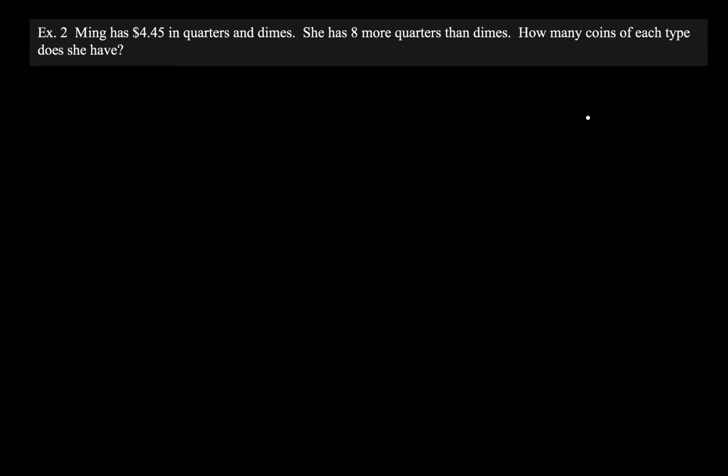How many coins of each type does she have? Okay, the new part here is she has 8 more quarters than dimes. So let's just start with our equations. First of all, we know that the number of quarters is equal to the number of dimes plus 8. So keep that in mind. So let's just do our problem.